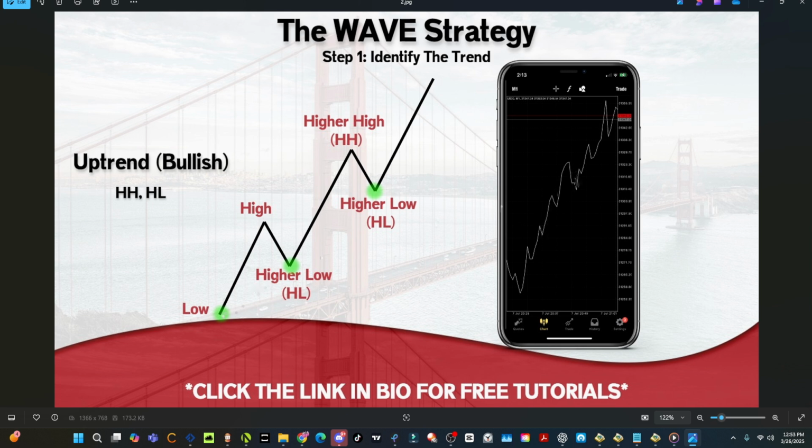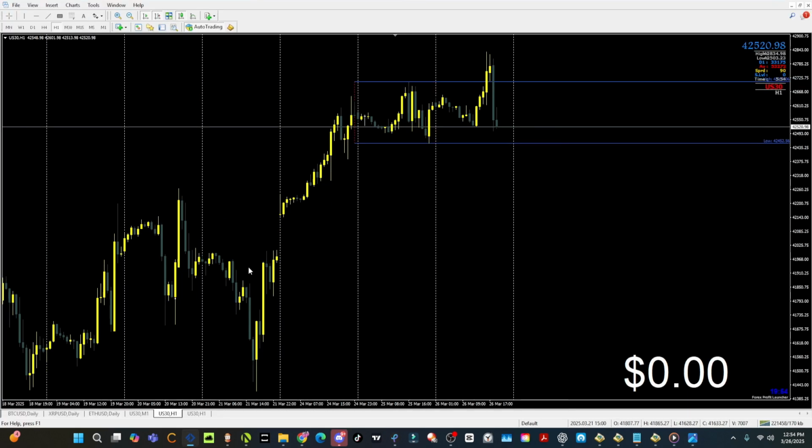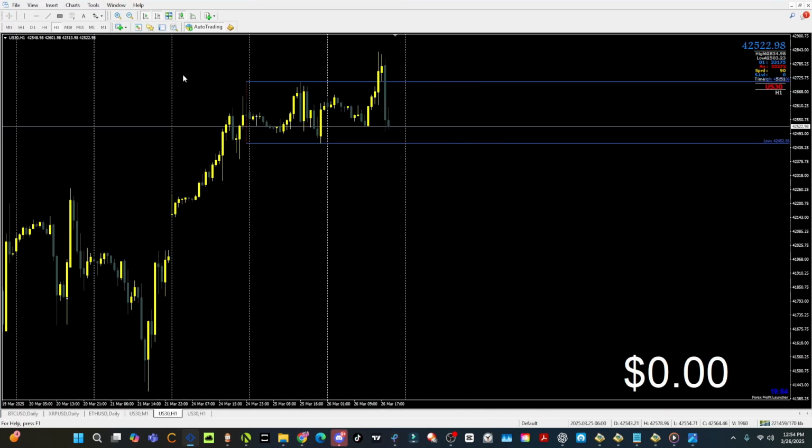Now remember, it's not going to look perfect like this every single time, but if you can see the similarities, then you can literally make money from it. All right, this is a screenshot from a real chart. This is a real US 30 chart. And let's actually look and see if we could find a real life example.